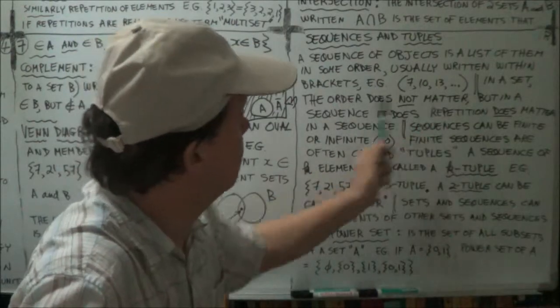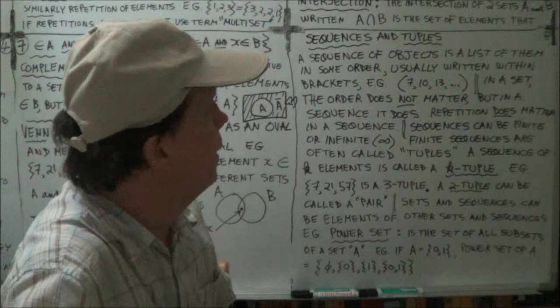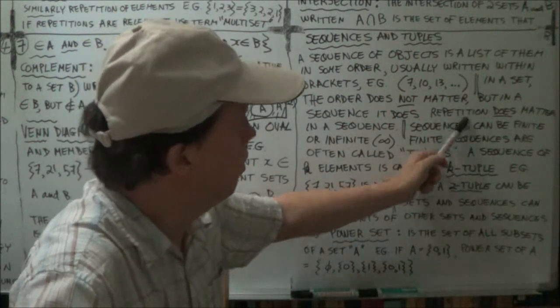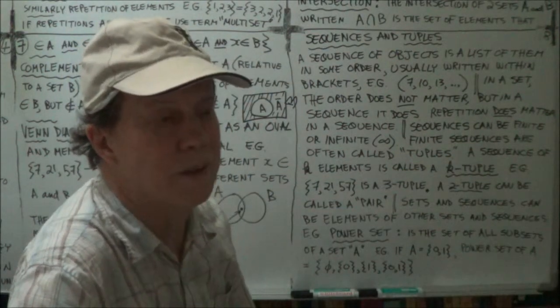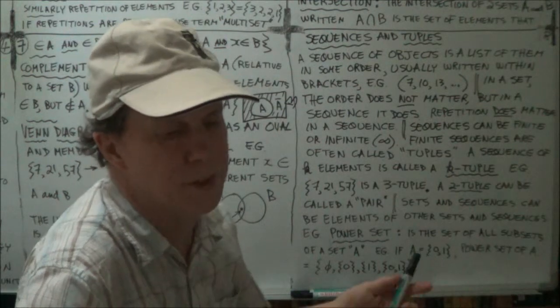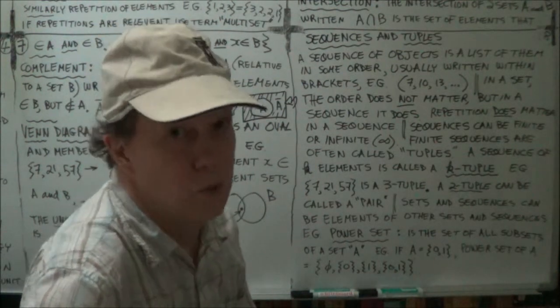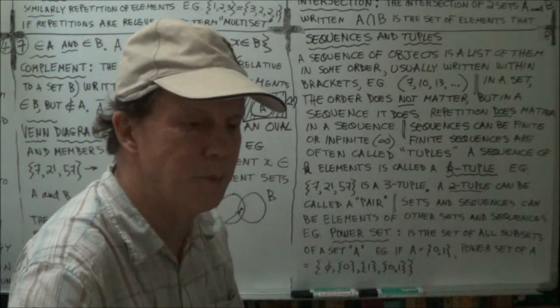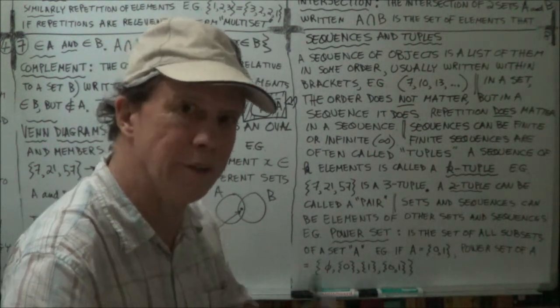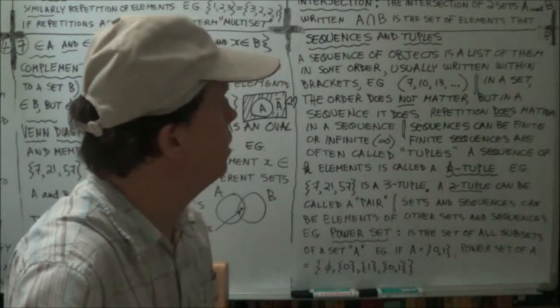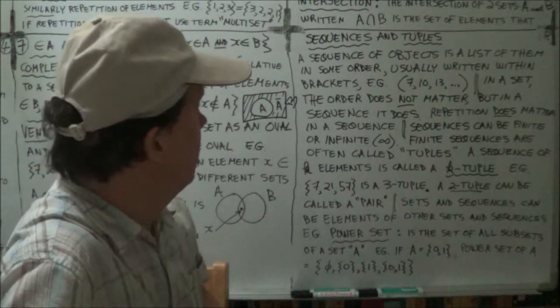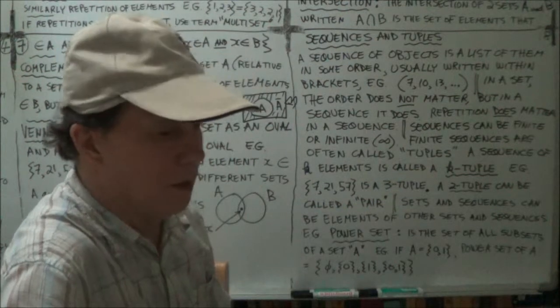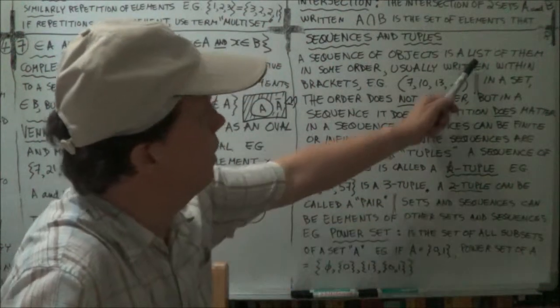So the order matters in a sequence. And also in a sequence, repetition does matter. Like you might have, for example, a sequence like 1, 2, 1, 3, 1, 4, 1, 5. That's a different sequence from just 1, 2, 3, 4, 5. So repetition does matter. Now a sequence, it's a list, right?